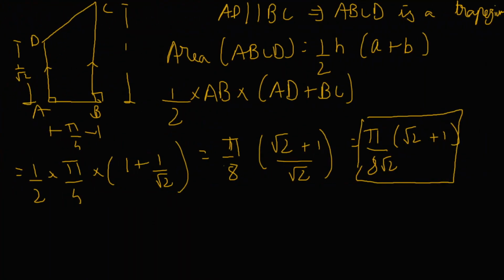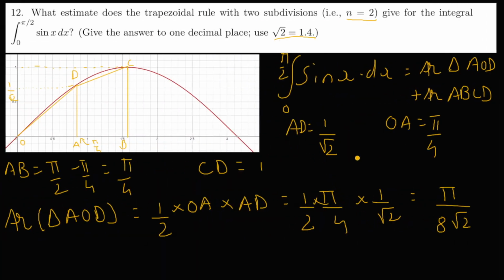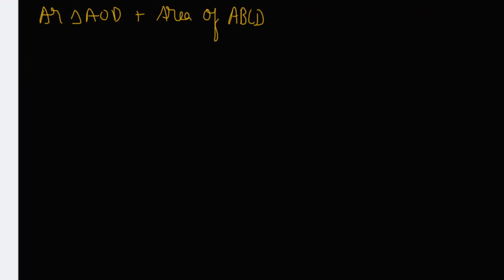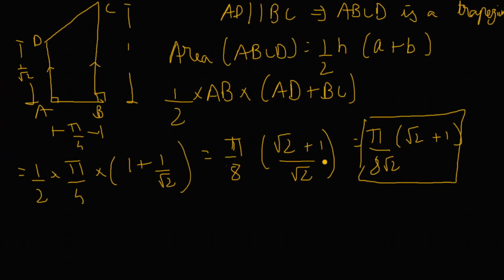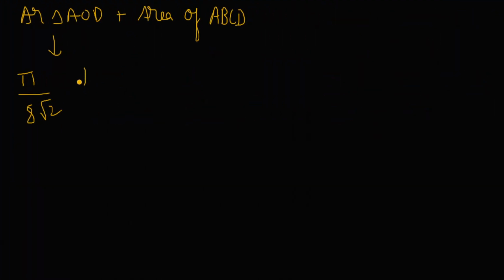So what will the total area be? Total area is area of triangle AOD plus area of ABCD. So let's go back and see what's the area of AOD. That's pi by 8 root 2. So this is pi by 8 root 2, and area of ABCD is pi by 8 root 2 times root 2 plus 1.